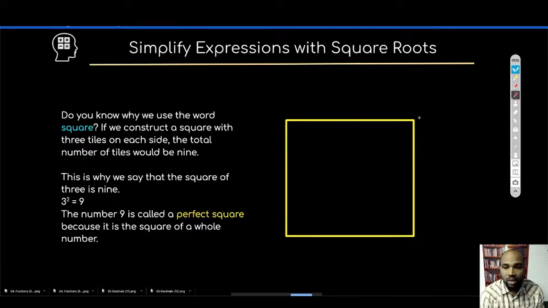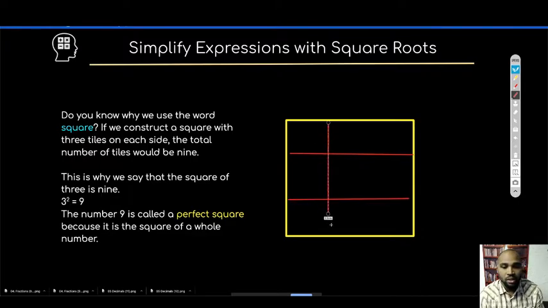Let me get my tool out here and do a rough drawing. We're going to do 3 tiles here on each side. Notice I'm dividing it into sections of 3, and another one here. So there we go. Now this is why we say that the square of 3 is 9. Can you see why?